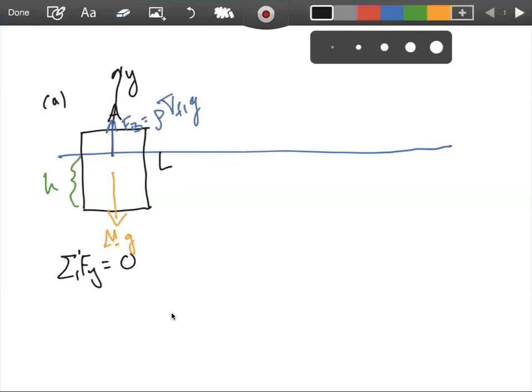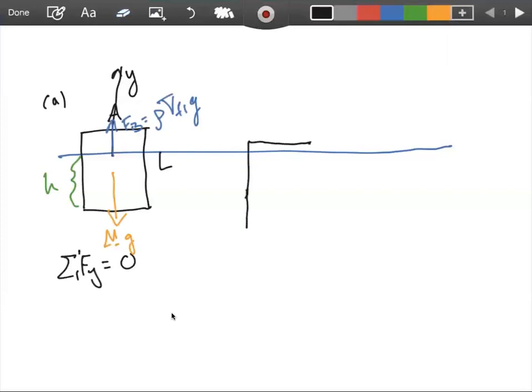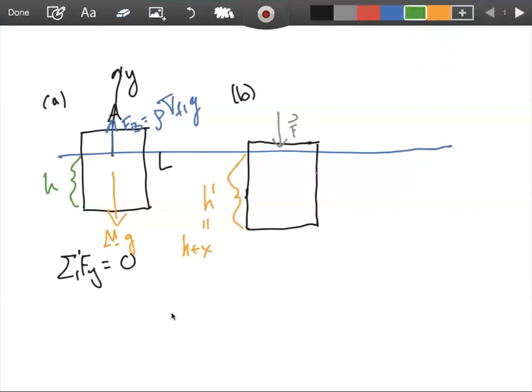Good. Part B, we're now just going to apply a downward force to this guy. Now I'm going to have the same object, but it's going to be submerged deeper. I'm applying a force of F downward onto it, and this thing is now submerged to a new depth. Let's call that H prime, where H prime is H plus X. That's the original amount H, plus this extra little bit of X.